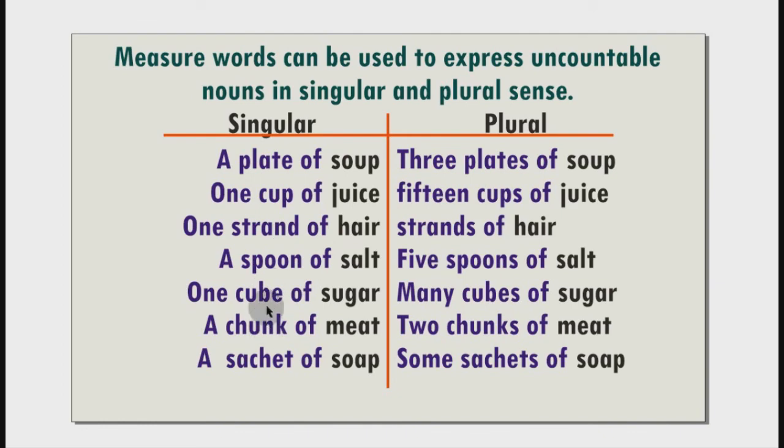We use these countable nouns as measurement for the uncountable nouns. So it is the countable nouns that we are pluralizing, that we are expressing in plural. A spoon of salt, spoon. 5 spoons of salt. So just take note of each and every one of these examples.